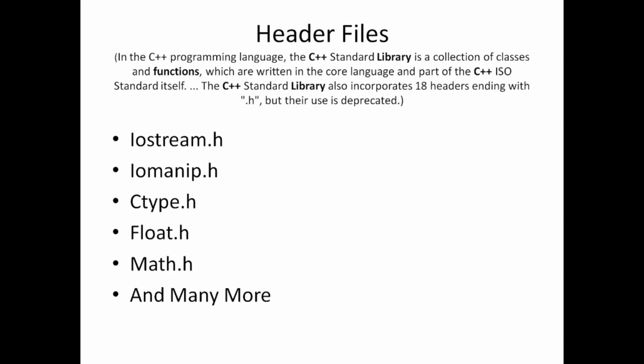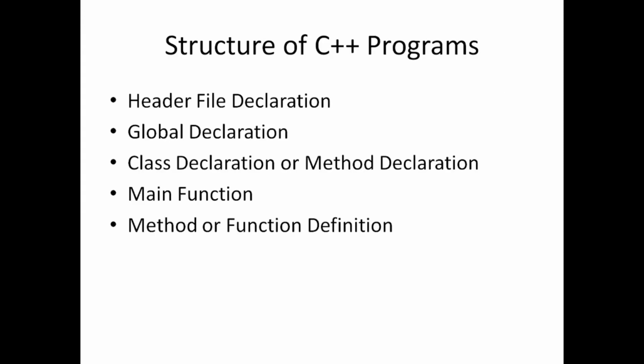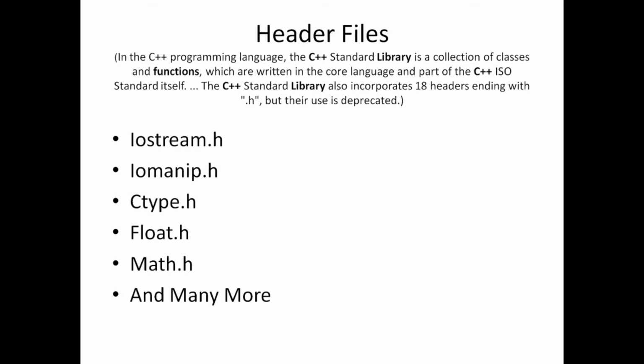Now some header files, because the first one is header file declaration. Header files are a very important part of C++, because in C++ programming there is the C++ standard library, which is a collection of classes and functions. The C++ standard library also incorporates 18 headers, which end with .h. Some of the header files are iostream.h, iomanip.h, ctype.h, float.h, math.h, and many more. And all header files are for different purposes.